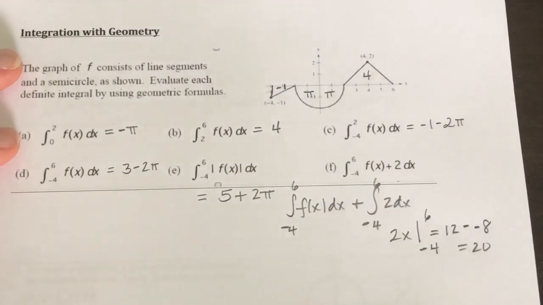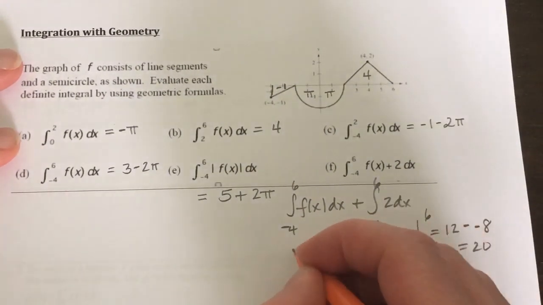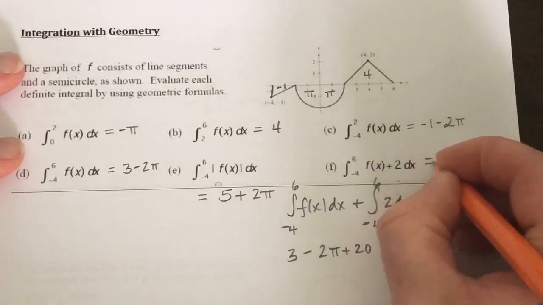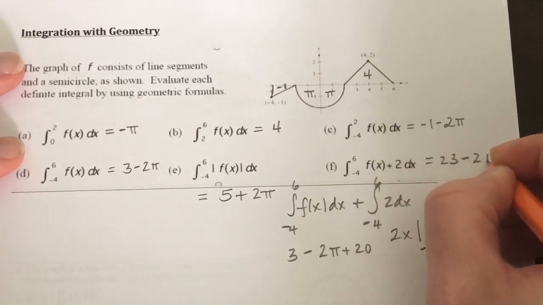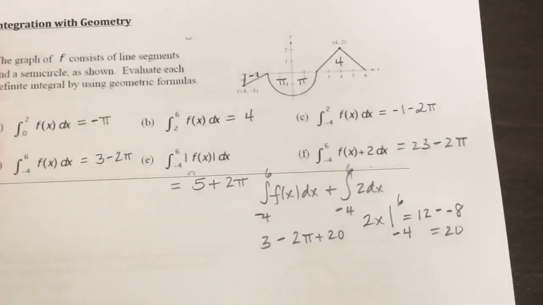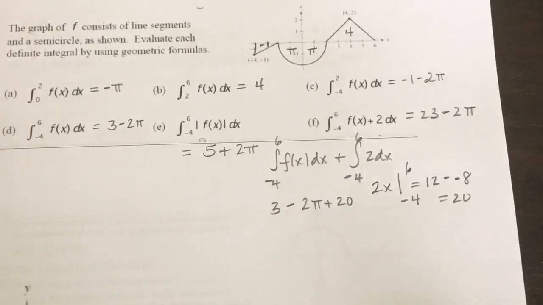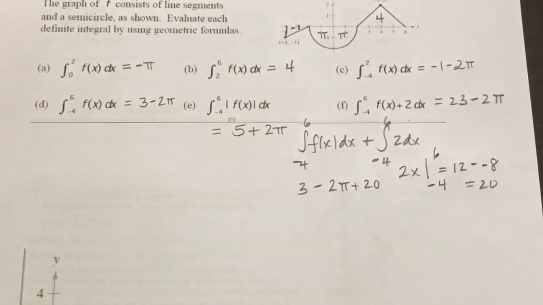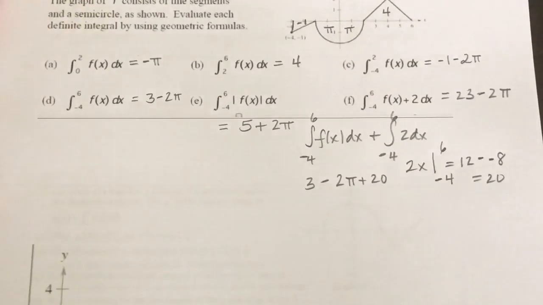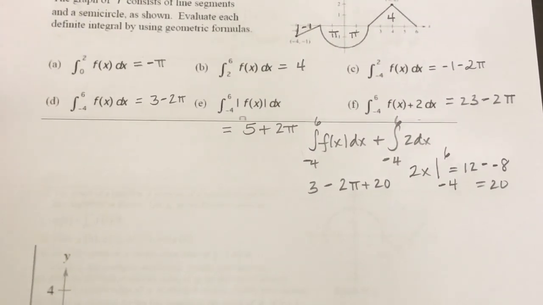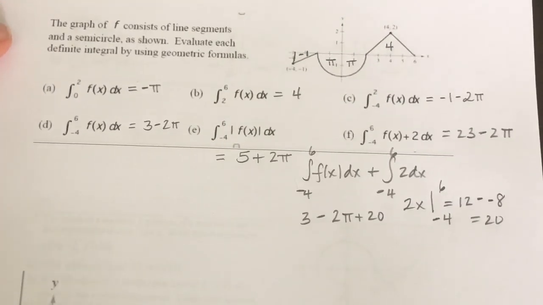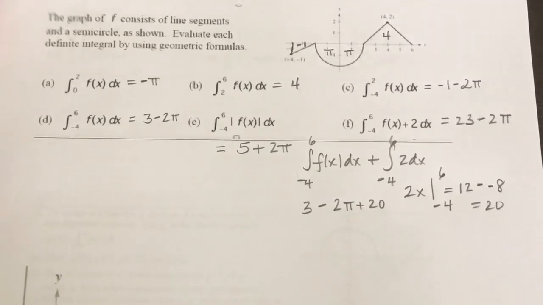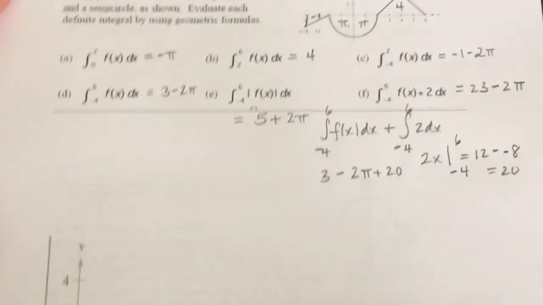Okay, now we're going to combine the 3 minus 2 pi plus 20, and you should get 23 minus 2 pi. Okay, so I know we haven't seen this in a while, so that's how you use some basic geometry to evaluate the integral. Now, what I'm going to tell you is on the 2020 AP test that we're about to take, they're probably going to put something that looks like this on there. So that's why we're going to be spending a lot of time on this over the next few weeks.